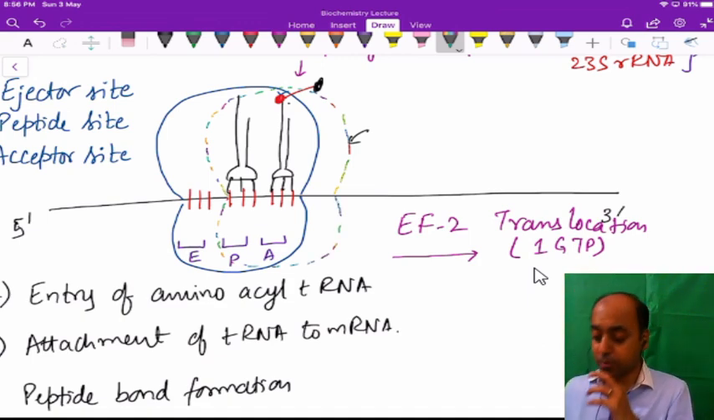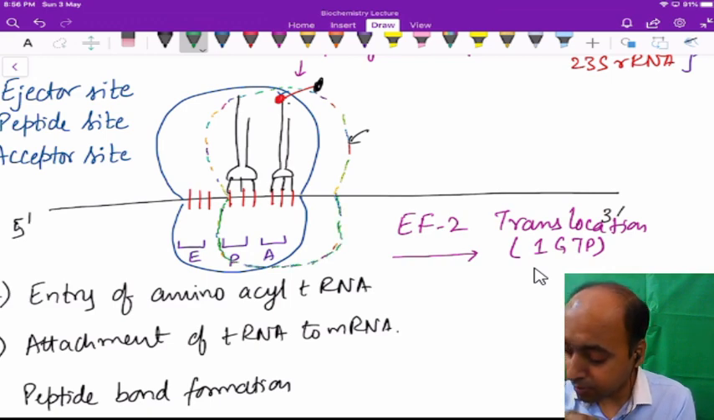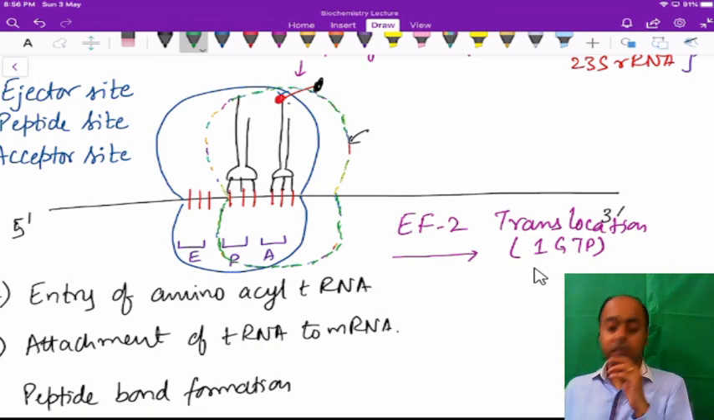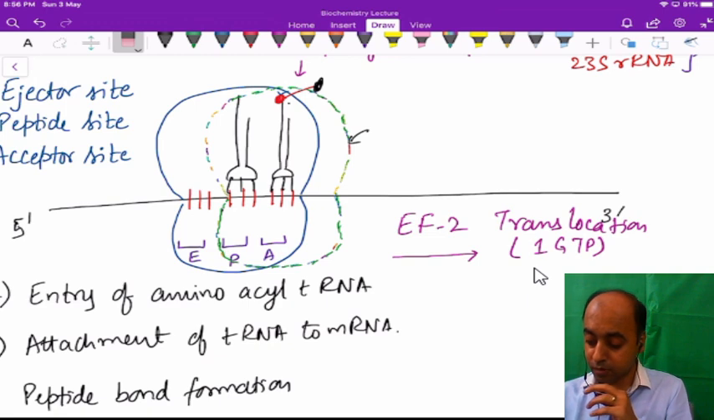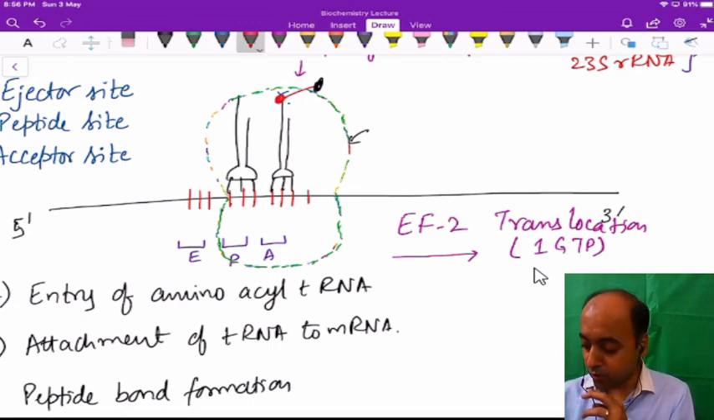The translocation will appear like this. So what I'll do, I'll try to refill that gap. Okay, right. So the ribosome moves forward by one codon. It moves forward by one codon.